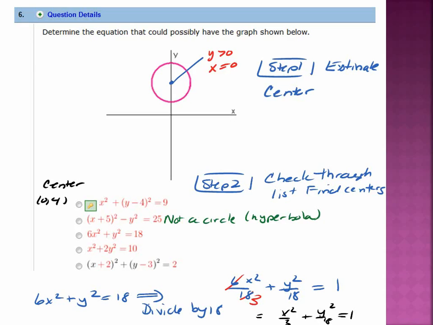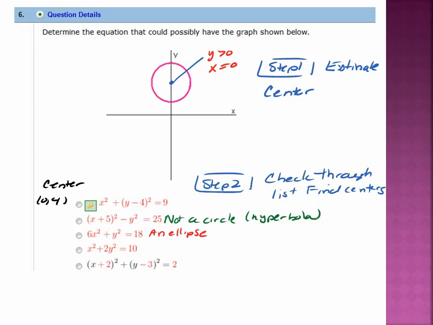This one's also an ellipse. I can see it already, because if I divide through by 10, I'm going to get an A or a B that's different, right? But we can go through the motions. Not a circle, that's an ellipse. So that's not right, because you already told me that picture's of a circle.